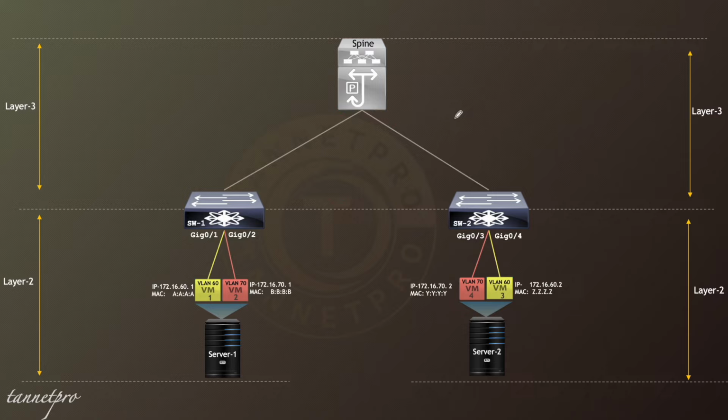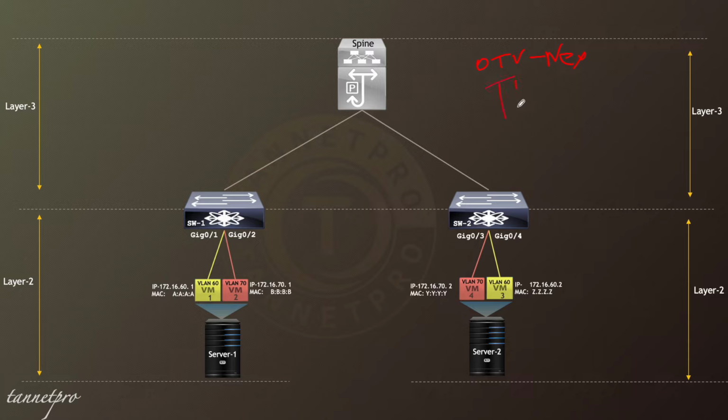Now here I want to highlight one thing: VXLAN is one of the data center overlay technologies, right? Other similar technologies are also there. For example, OTV, which is used in the Cisco Nexus environment, right? Nexus switch environment.